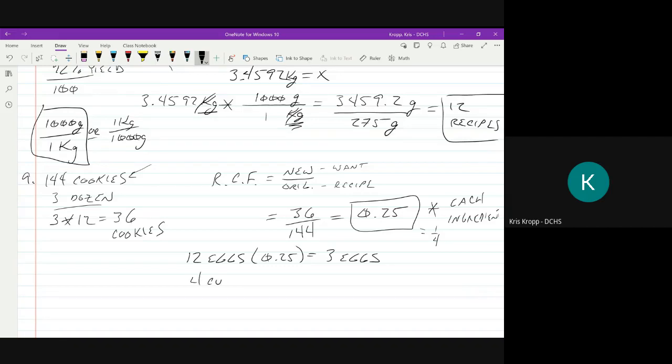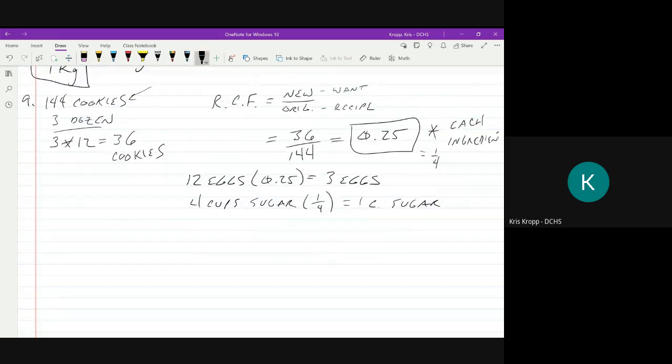Another example. The original recipe called for 4 cups of sugar. So I'm going to multiply that by 1/4. So I need now 1 cup of sugar. Okay, the original recipe called for 2 cups of M&Ms. I'm going to multiply that by 1/4. So that is 1/2 cup of M&Ms. So you get the idea. I'm not going to do every ingredient. I just wanted to show you guys a few of them, okay? We're just going to multiply everything by 1/4, 0.25.